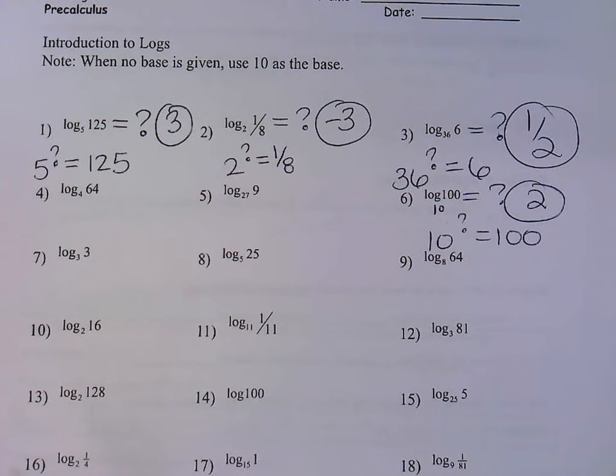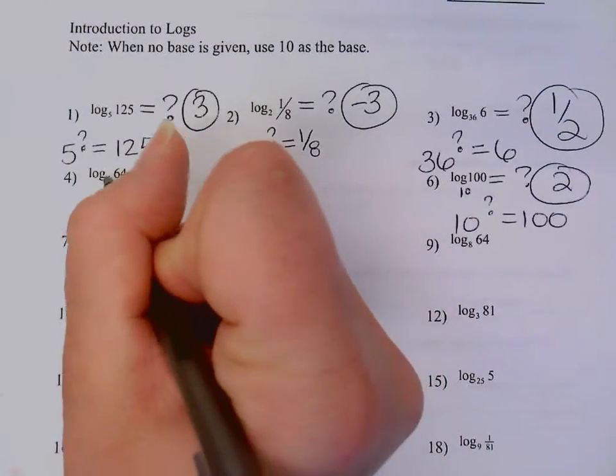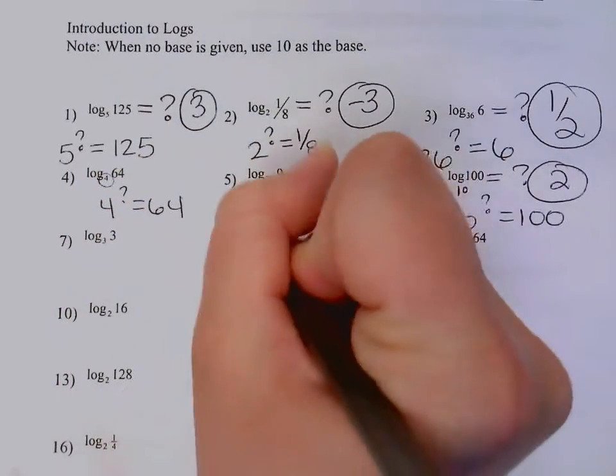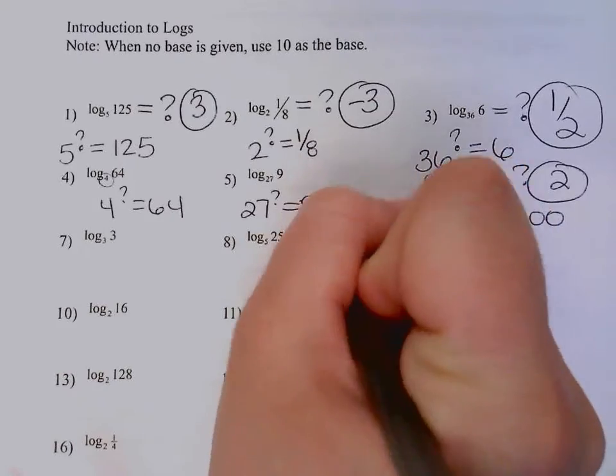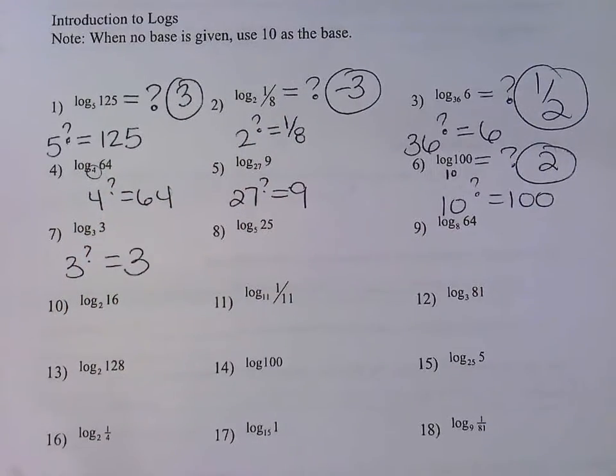They're all powers. Do you think you can try the rest of them and see if you can come up with what power? So this is the base. So 4 to what power is 64? 27 to what power is 9? 3 to what power is 3? So see if you can answer up through 18 with your exponent knowledge.